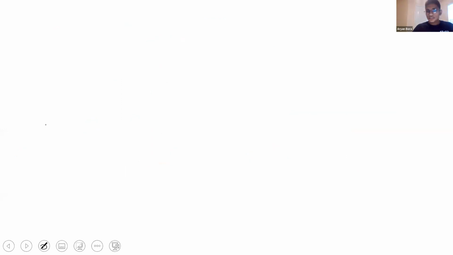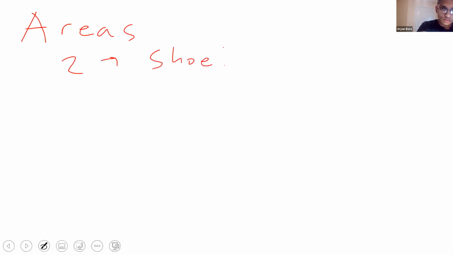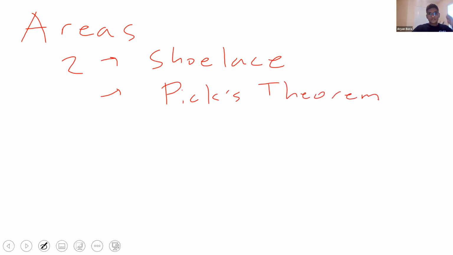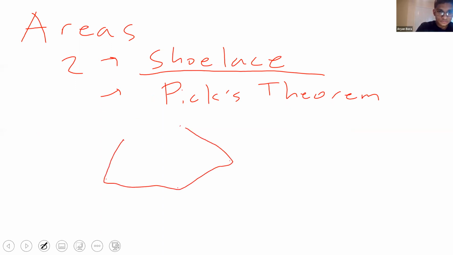Okay, so the very last thing that we're going to be doing is finding areas on the coordinate plane. There are two main ways to do it: the Shoelace formula and Pick's theorem. The most common one is definitely Shoelace, because if you're given any 3 points, we can find the area of a triangle. Or really, if we're given any set of points, we can find the area of the polygon determined by those. But Pick's theorem is a little bit more complicated.